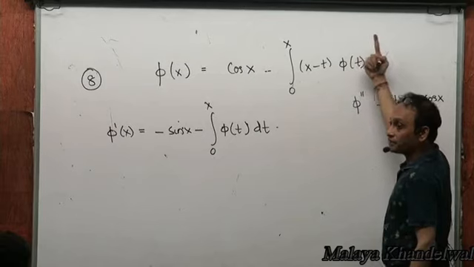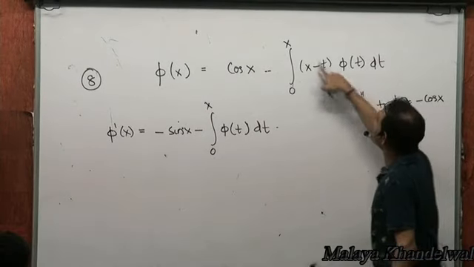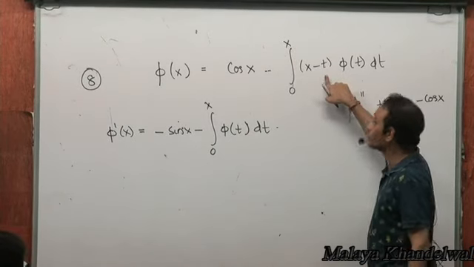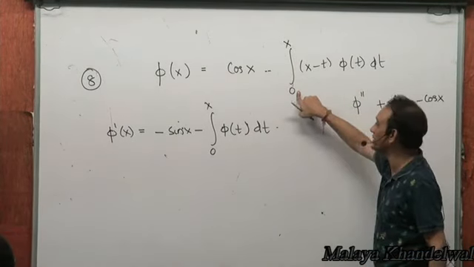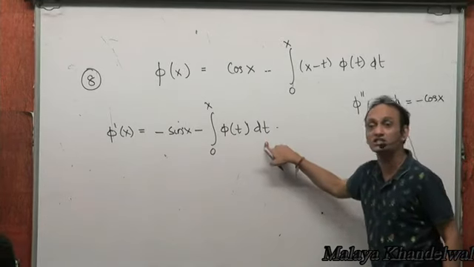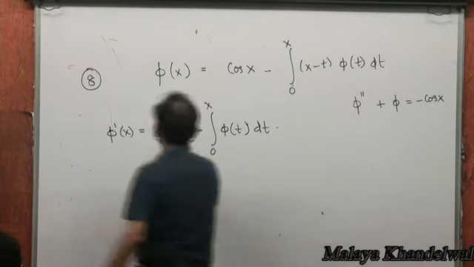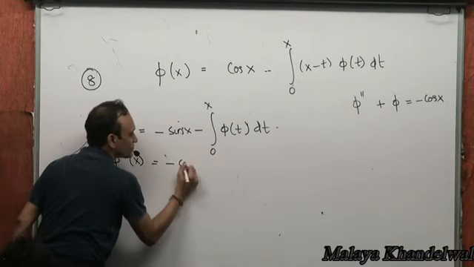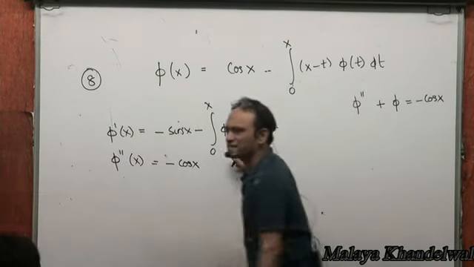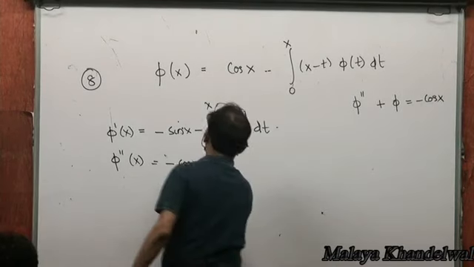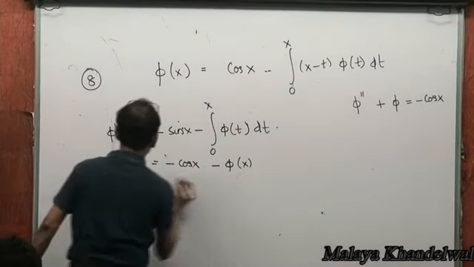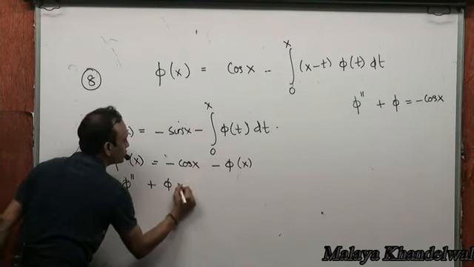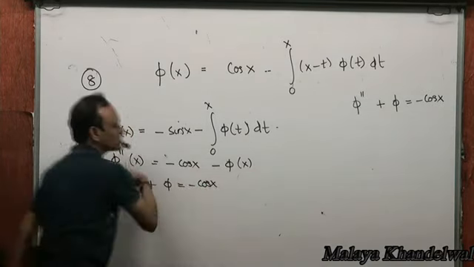In the second part, replace t by x, and that's going to be x minus x, 0. The third part is anyway 0 because the lower limit is constant. So that's what you get as phi dashed x. Now phi double dashed x is minus cos x, differentiate one more time, and this will be minus phi x simply. Which on transposition gives me phi double dashed plus phi equal to minus cos x.